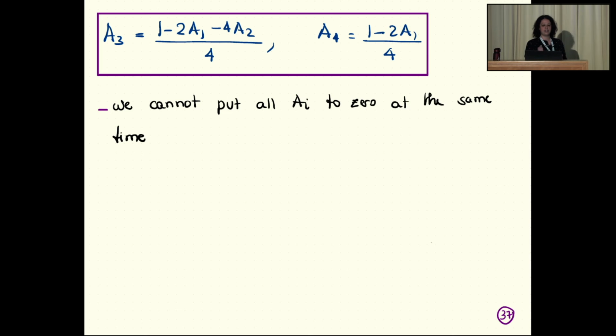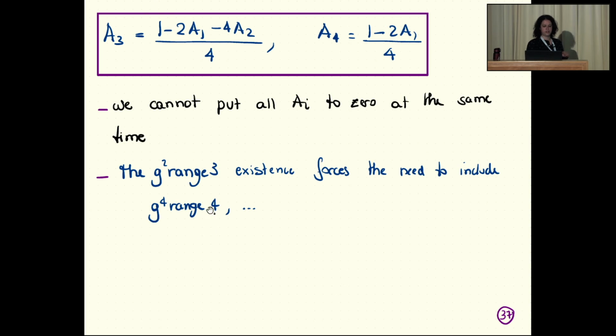But I'd like to highlight that we cannot put all the A's to 0. So even if you were not thinking in N=4 super Yang-Mills or anything, if you truncate, this spin chain is not integrable. Like it's perturbatively integrable, but you don't have the option to put all of them to 0. So if you have this range 3 deformation, this g squared, you have to put at least g to the 4th.